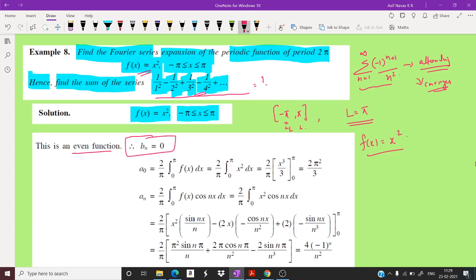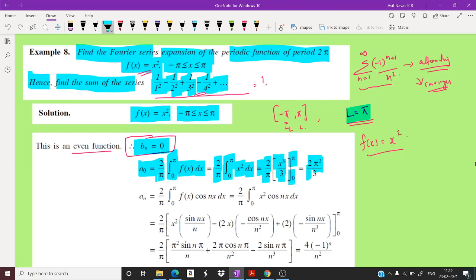So we know that if f of x is an even function, then bn is equal to 0. Now what is a naught? a naught is 2 by L, and L is pi, integral 0 to pi f of x dx. So 2 by pi integral 0 to pi of x square dx. Integrating, x cube by 3 from 0 to pi. Applying the limits, we get a naught equal to 2 pi square by 3.